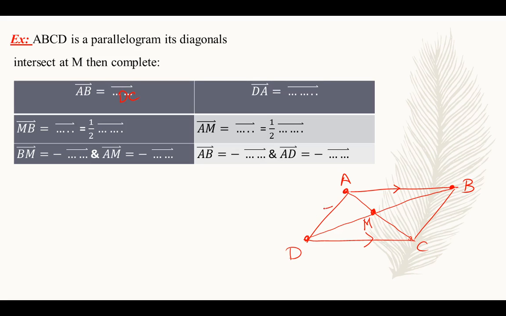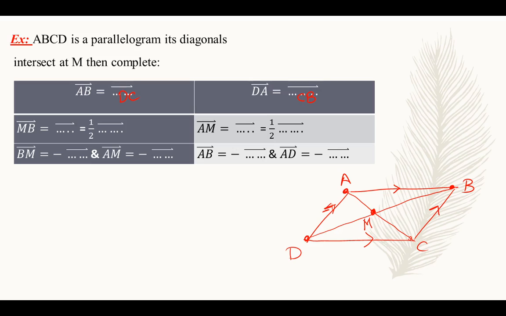The directed line segment DA is equivalent to the directed line segment CB. The directed line segment DA equals the directed line segment CB because they are equal in magnitude and they have the same direction. They have the same length and the same direction.